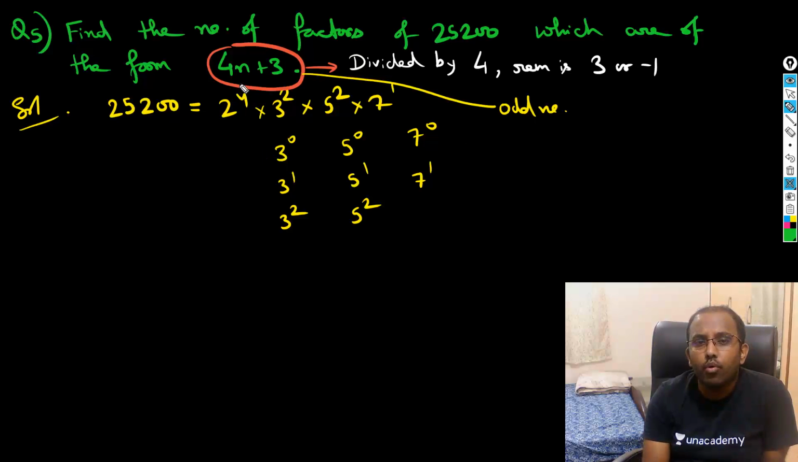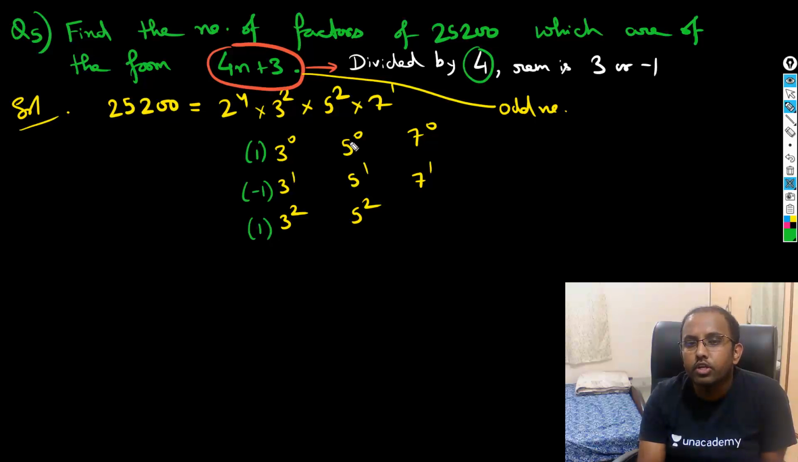1 by 4 remainder is 1. 3 by 4 remainder, just because divide by 4, right? Just divide every term by 4. 3 by 4 remainder is -1. 3 square by 4 remainder is 1. 5 raised to 0 by 4 remainder is 1. 5 by 4 remainder is 1. 5 square by 4 remainder is 1. 1 by 4 remainder is 1. And 7 by 4 remainder is -1.